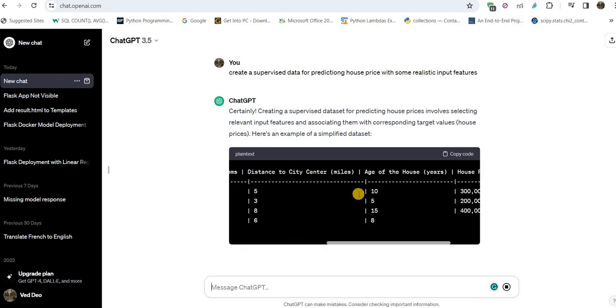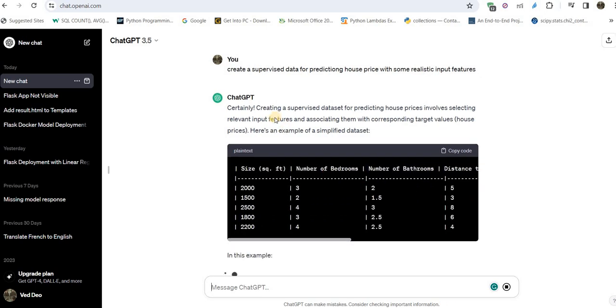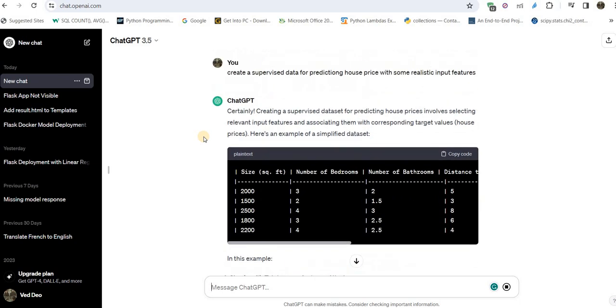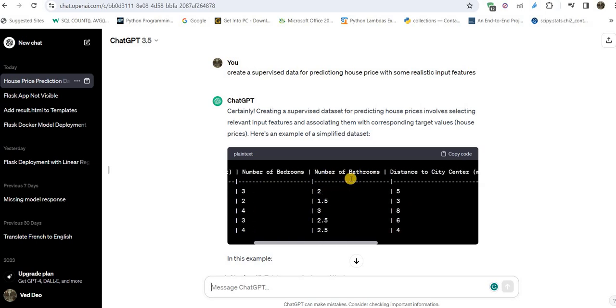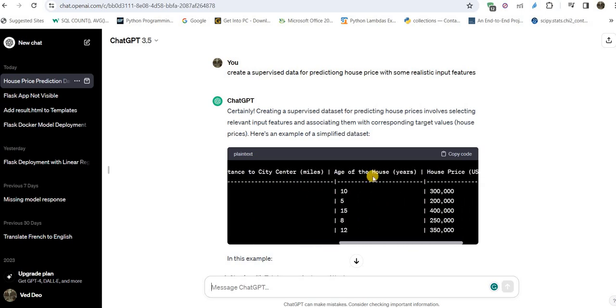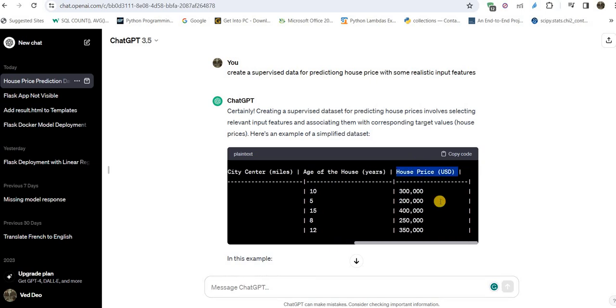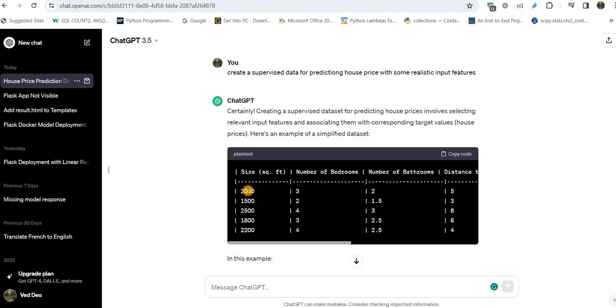Are you able to see what exactly it is doing? I said only, create a supervised data for predicting house price with some realistic input features. So see: size in square feet, number of bedrooms, number of bathrooms, distance to city center in miles, age of the house in years, and this is the house price. So this house price is the label on the basis of the given information.